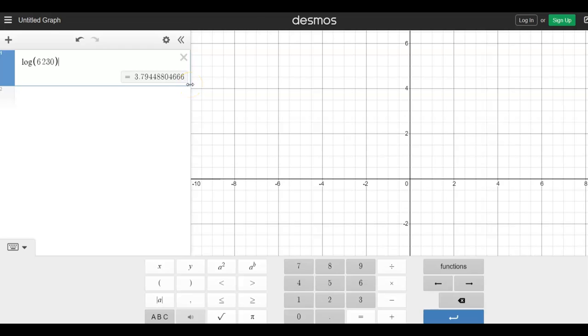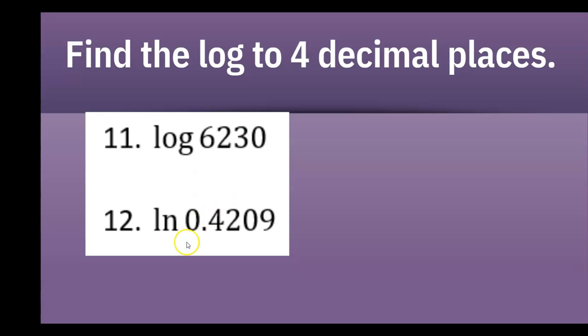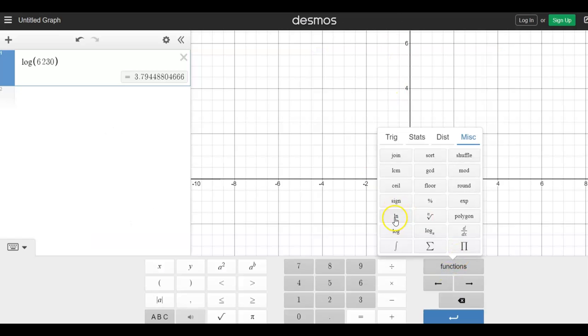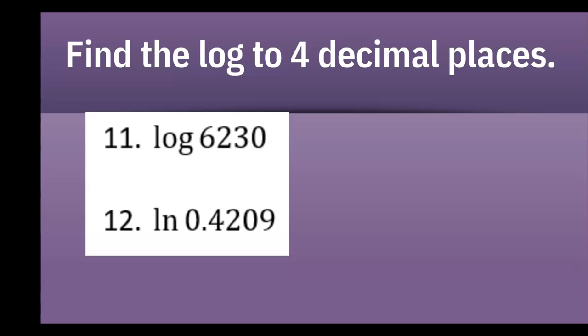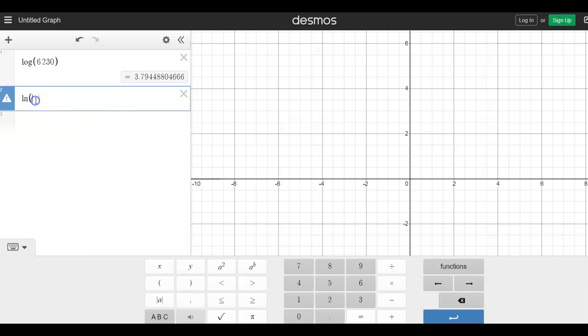Now the second example was a natural log, and let's look back at it. It was natural log of 0.4209. Natural log, you may have seen it, was over here as well in the functions miscellaneous, but you can also type ln, and Desmos will understand that you mean natural log. So this was 0.4209. Want to make sure I'm in the parentheses, and I can get that numeric decimal answer here. And again, I'll be showing you how to do these in class in the TI.